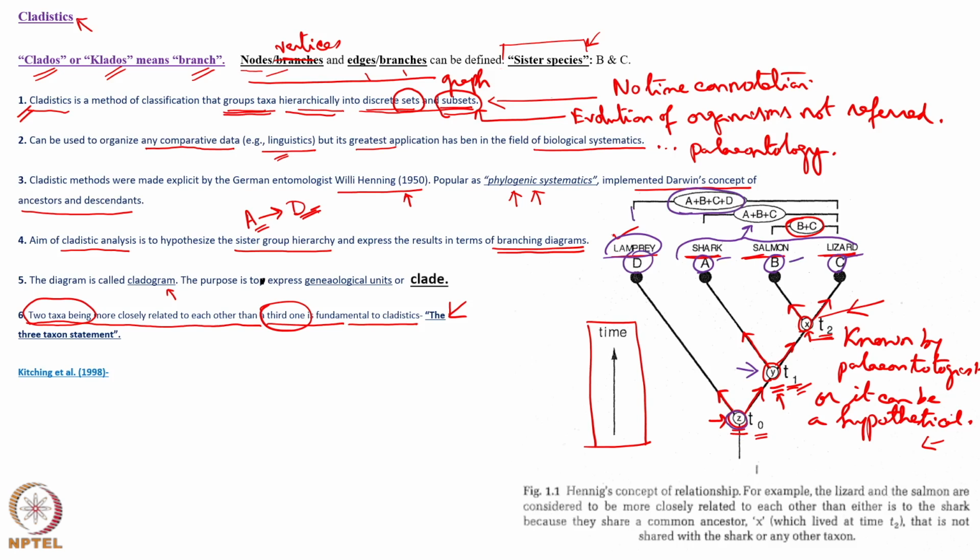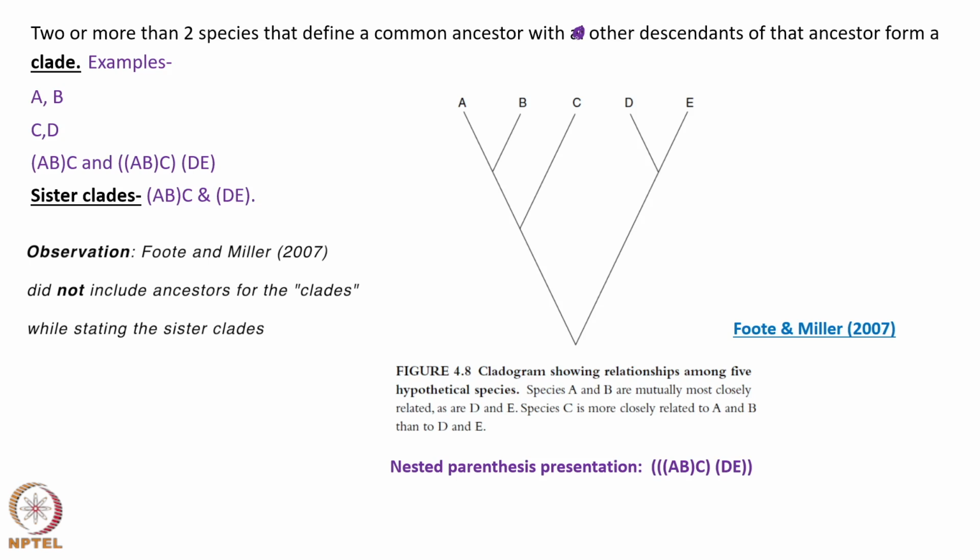So, when we refer to the term group, this was the meaning. B plus C can be one group, A plus B plus C can be another group, and A plus B plus C plus D can be the other possible group. Let us define the term clade. Two or more taxa that share a common ancestor, with all other descendants of that ancestor, form a clade.